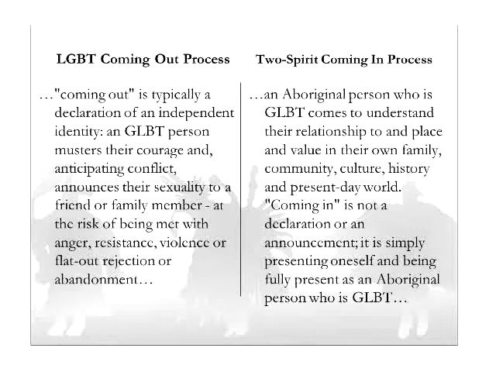And there are many, many stages and models for that coming out process. But the final coming out process is typically a declaration of an independent identity. A gay, lesbian, bisexual, transgender person musters up the courage and anticipates conflicts, announces their sexuality to a friend or family member at the risk of being met with anger, resistance, violence, or flat-out rejection or abandonment.